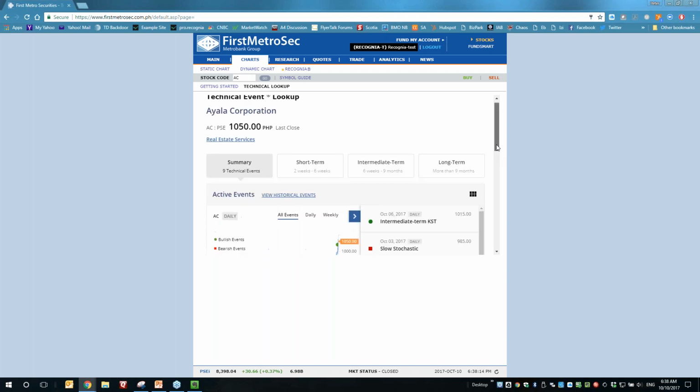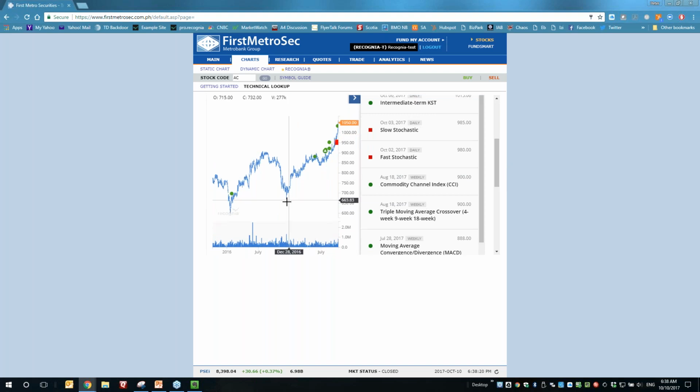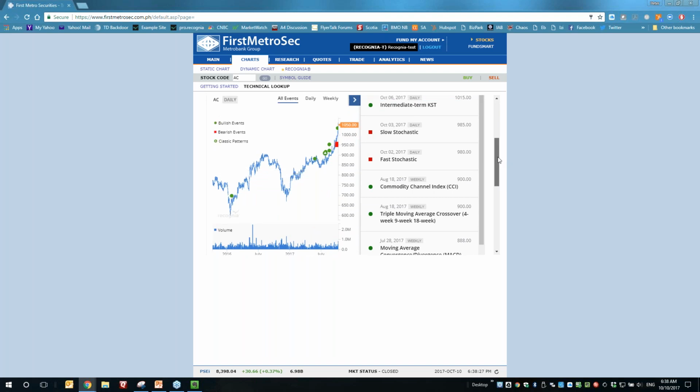And for this stock, Ayala Corporation, you can see it's been a pretty bearish perspective ever since, it looks like about December 2016, we kind of hit a low, and the stock has been rallying ever since. And in fact, we've had all these bullish events along the way. We had a bullish event here back in May, had a classic pattern in July, and so on, many different technical events which have accompanied this run-up in the price of the stock.